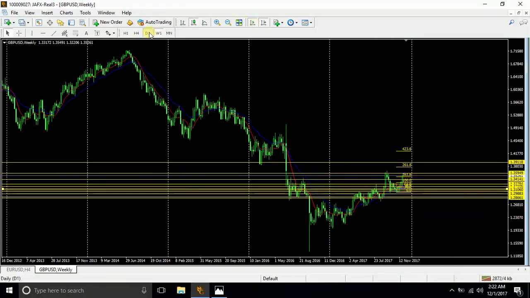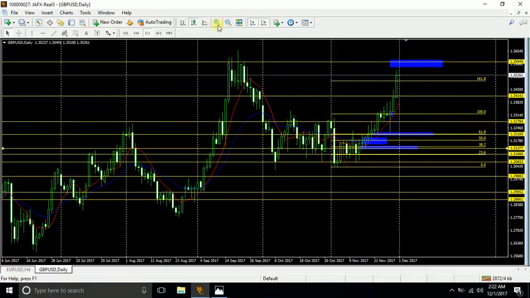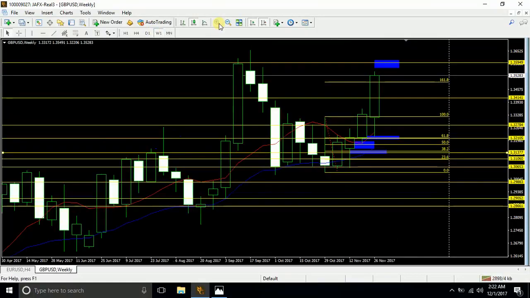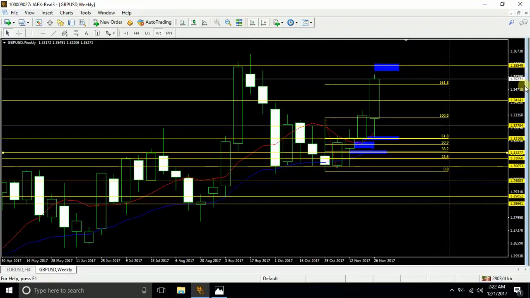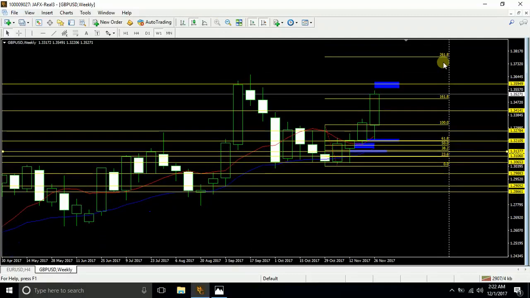But based on this Fibonacci sequence, we can look for price to continue up to possibly the extension. We have 100, pretty much, it's broken 100% right here. So now we'll look for a pattern at the 161.8. It's broken that. The next area is the 261.8. But we have to remember we have this level of resistance here.